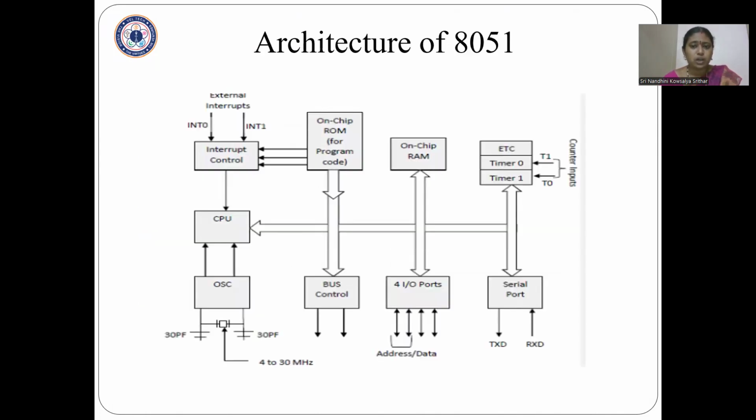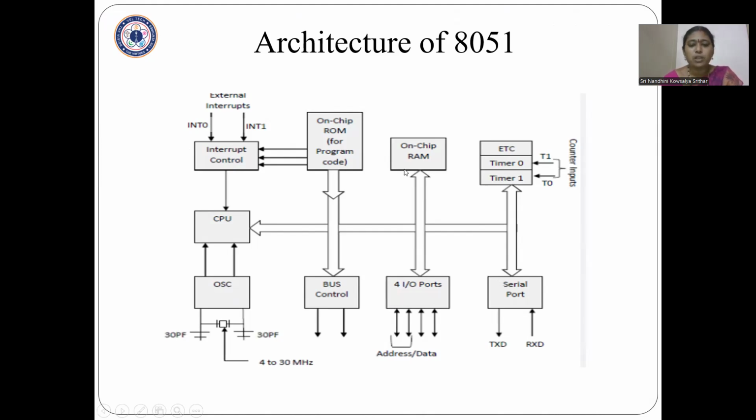Next, we are going to see the architecture of 8051. In this architecture, we have internal buses. Internal buses are the connection between the internal parts. So in the 8051 architecture, we have CPU, oscillator, and interrupt control. Interrupt control is used to control the interrupts from outside, that is, external interrupts. Then it has on-chip ROM. In on-chip ROM, we store the programming code.